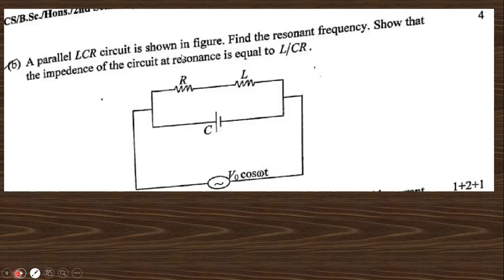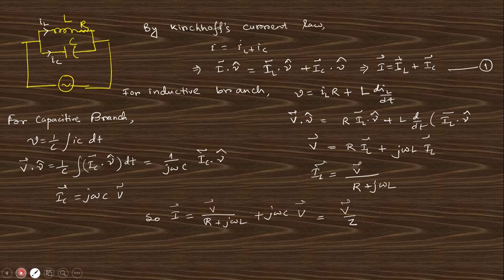A parallel LCR circuit is shown in this figure. This is the capacitor. So the impedance of the circuit will be less. You need to find the resonant frequency and then find the impedance of the circuit. We already discussed this in the previous discussion, that question was asked in 2020. Just write down the same things here. It was in that video. You can understand it very well.